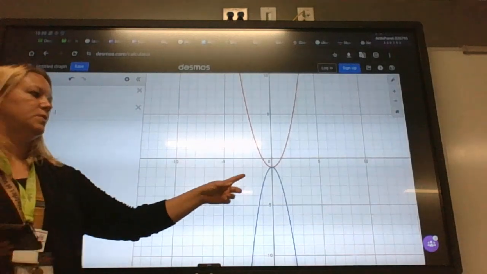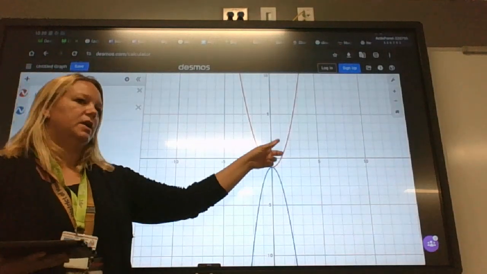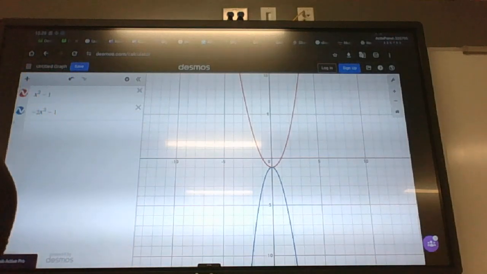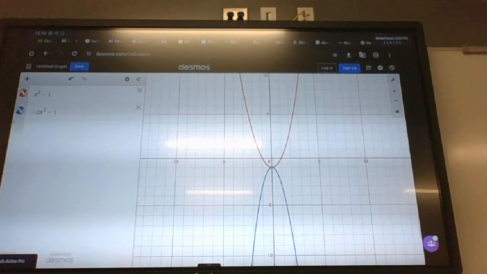Okay, so this is a visual there of what we're solving right now. We're looking for this point where the positive parabola just touches the negative parabola in one place. The intersection.